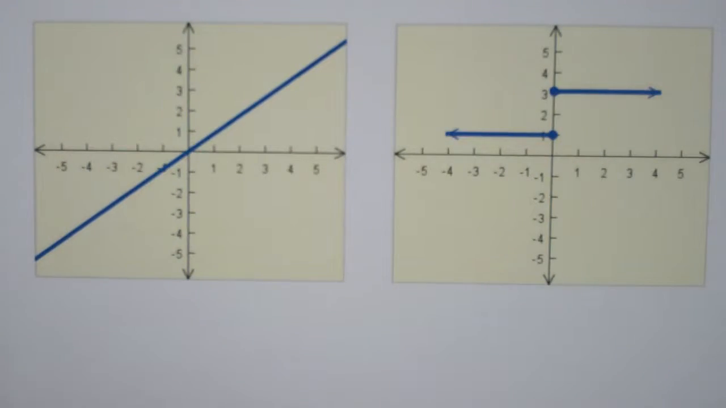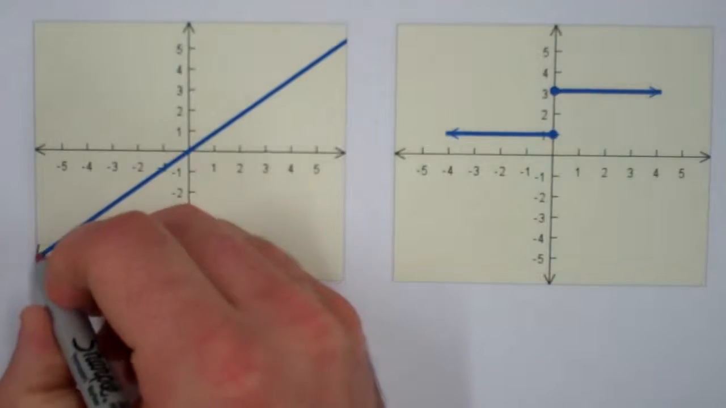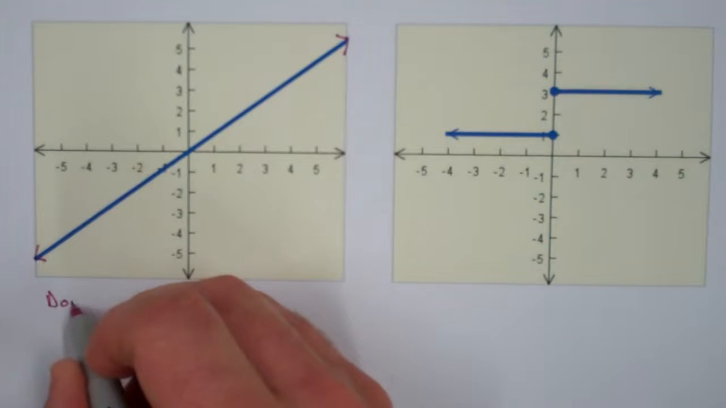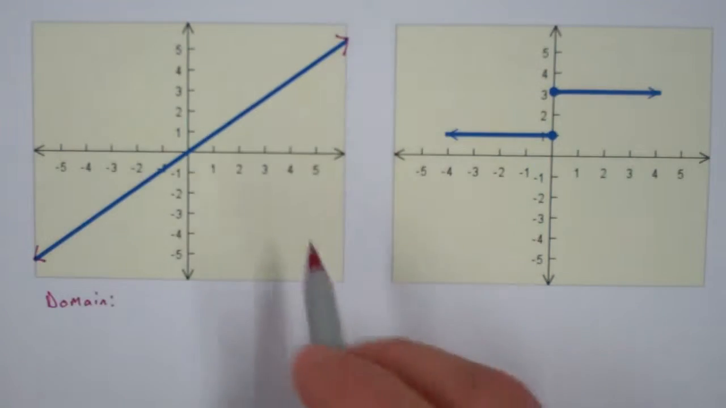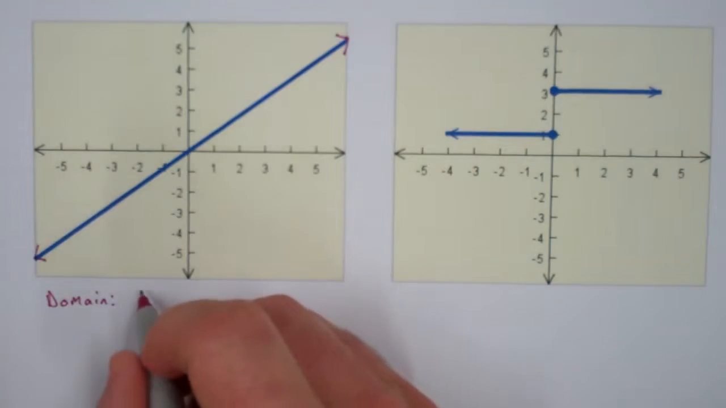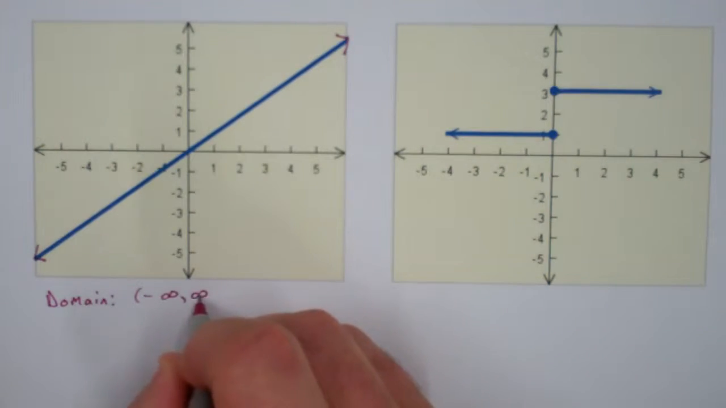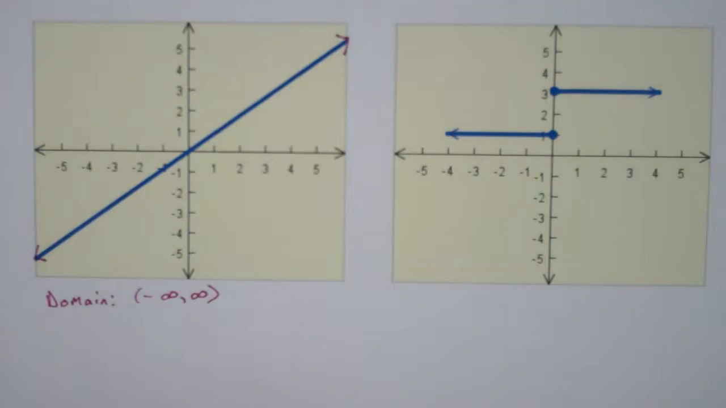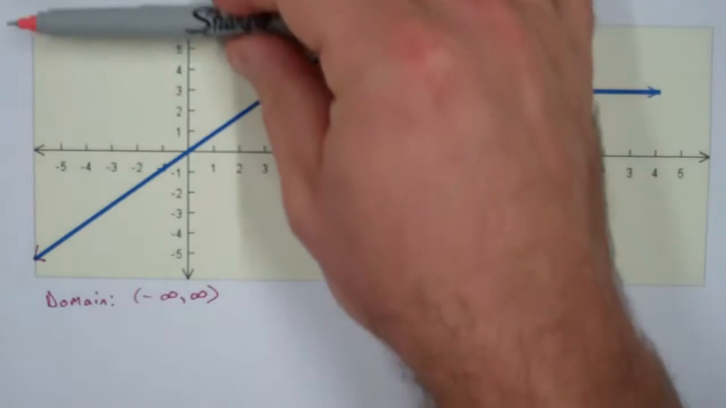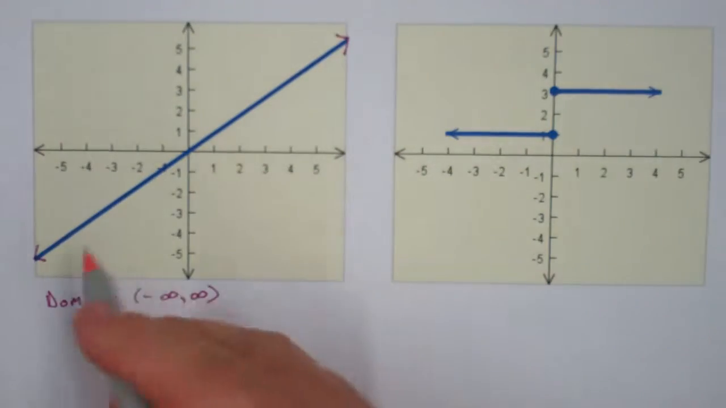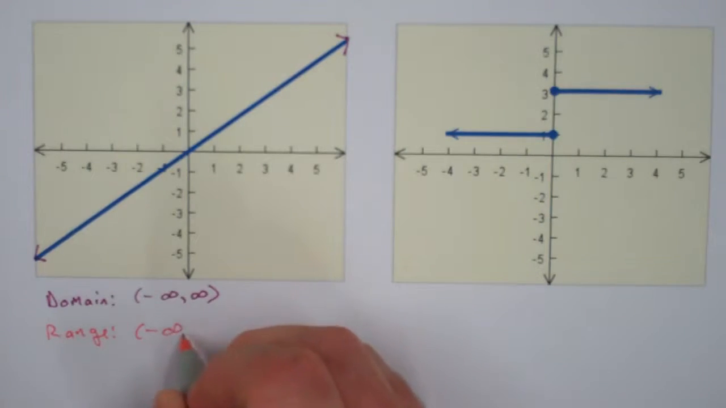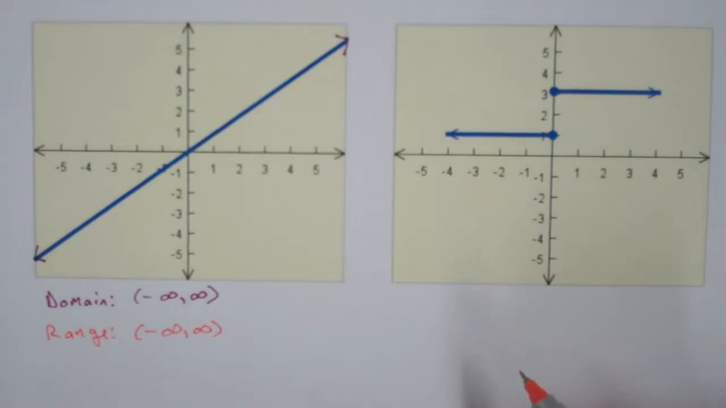So this one, again, we're imagining that there are arrowheads here. So we want to state the domain. The domain is any value. This is a straight line, so any value of x will work. So we're -infinity to infinity. That's all real numbers. And actually the same thing for the range. If we look up and down, we don't see any gaps in the y. Any value of y is possible. So the range will be -infinity to infinity also.